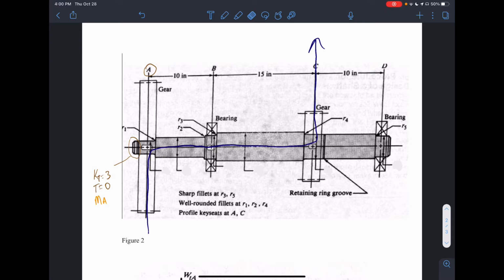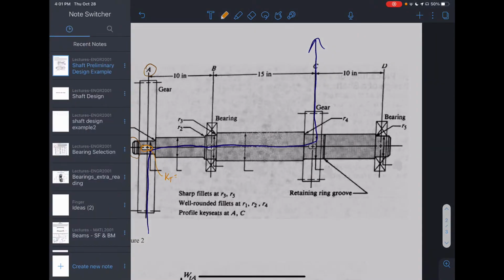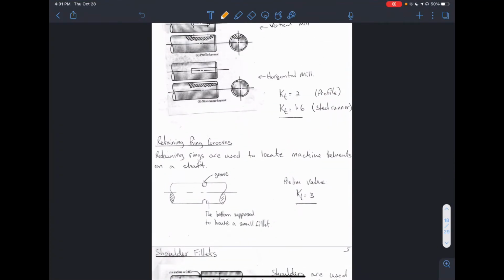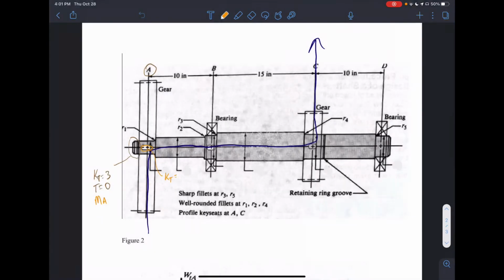Now the next step is to look at the key. So we have the keyway here. In this case, we need to get Kt, so that will be from the previous note. And that Kt value for the key was 2. Right? And we said that it has a torque, because the torque is flowing through, and then there's the bending moment. The torque is what was calculated before.